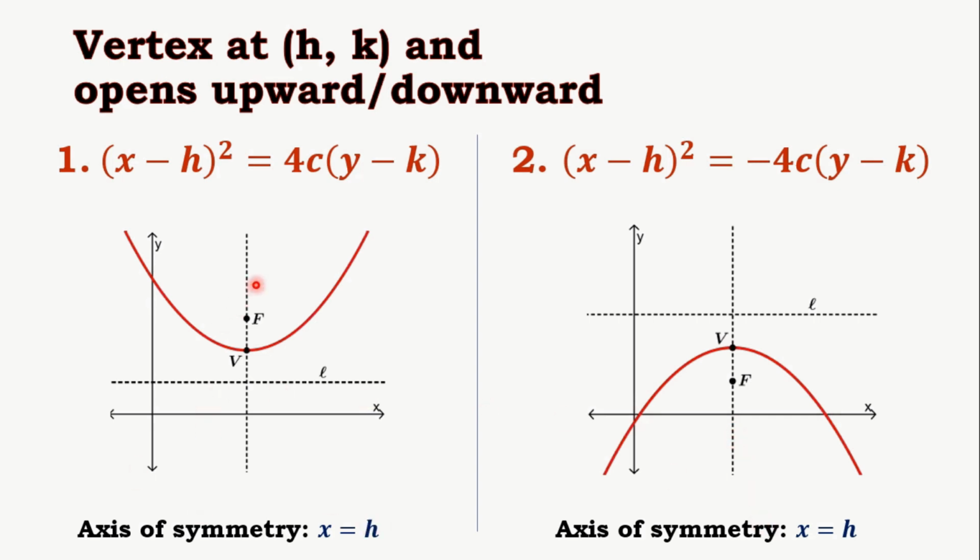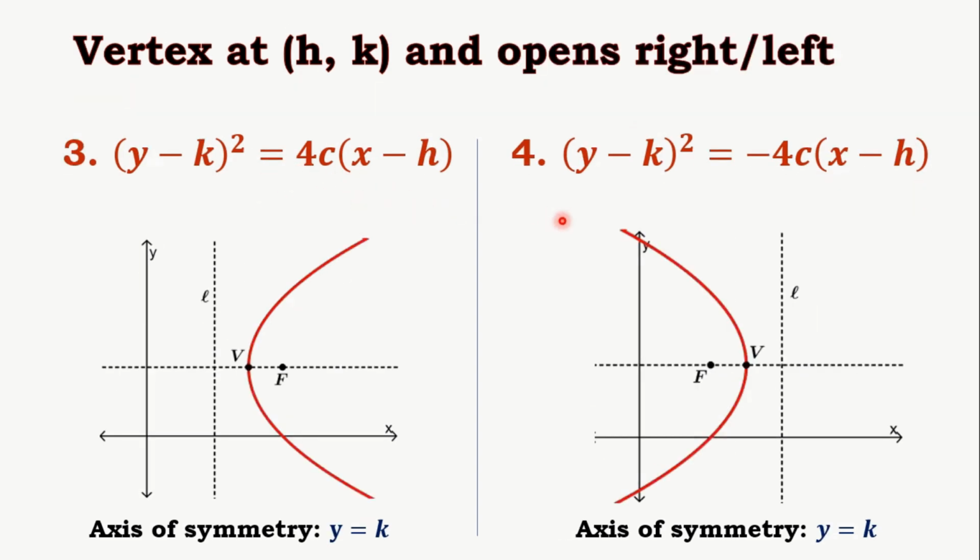For both equations, the quantities x minus h is raised to 2 and y minus k is raised to 1. For equations 3 and 4 with vertex at (h, k), we get the quantities y minus k raised to 2 and x minus h raised to 1. Observe that y is always with the k value and x is with the h value. The axis of symmetry for both equations is y equals k.